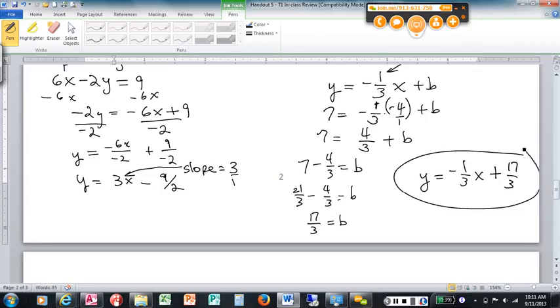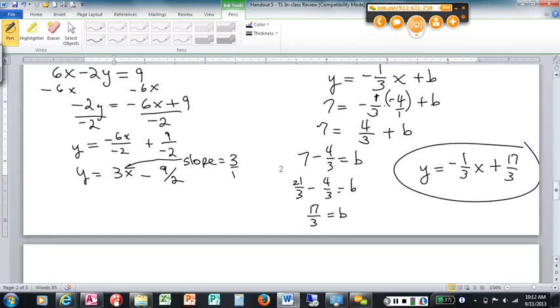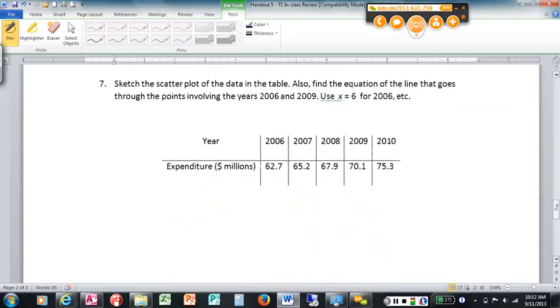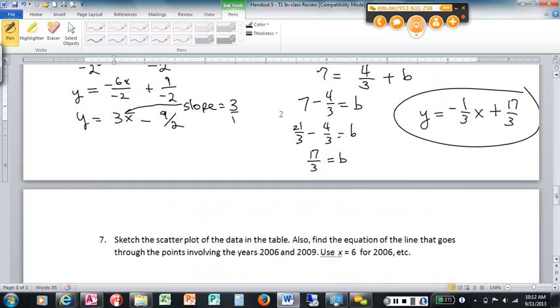Okay? So we will probably have to do such a one as that on the test. Last but not least, did everybody get that one? Sketch the scatter plot of the data in the table for number 7. Also find the equation of the line that goes through the points involving the years 2006 and 2009. Use 6 for 2006, etc.